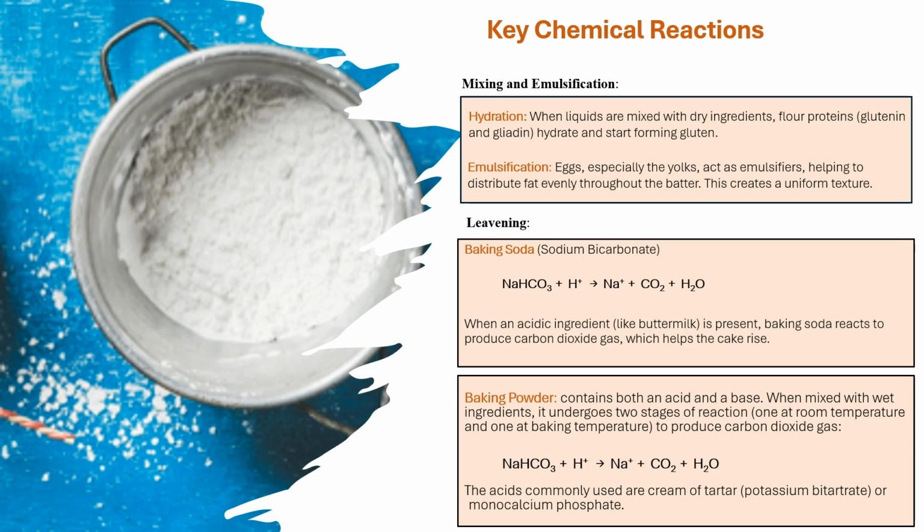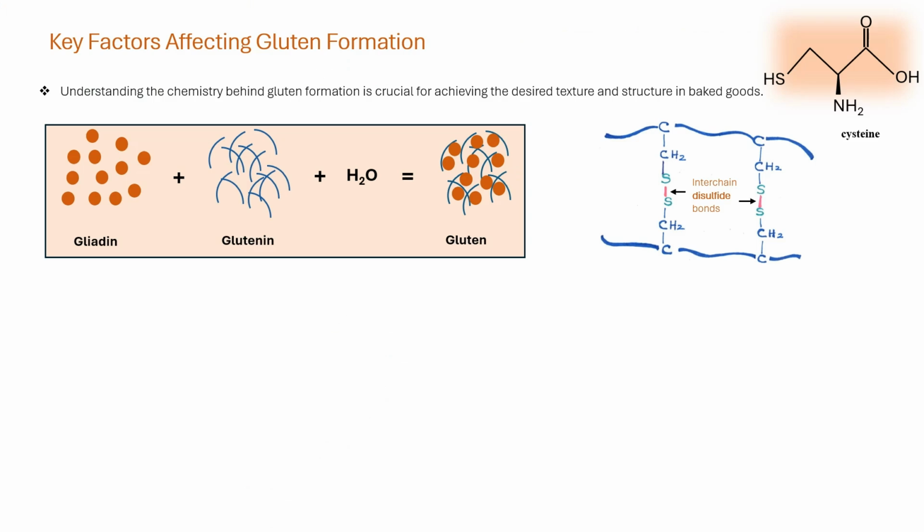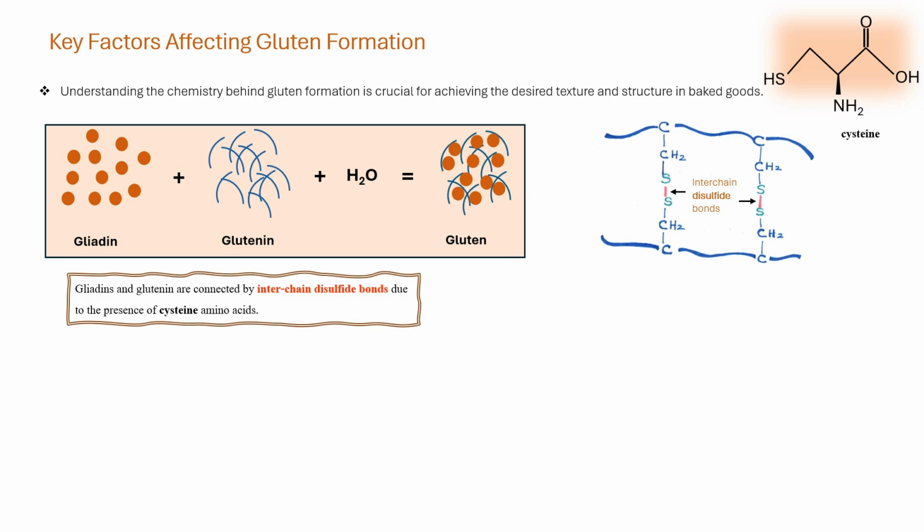Gluten formation. Gliadin and glutenin are two types of proteins in wheat flour. When they mix with water, they form gluten. In gluten, gliadins and glutenins are connected by interchain disulfide bonds. Due to the presence of these disulfide bonds, they provide unique viscoelastic properties to the gluten.